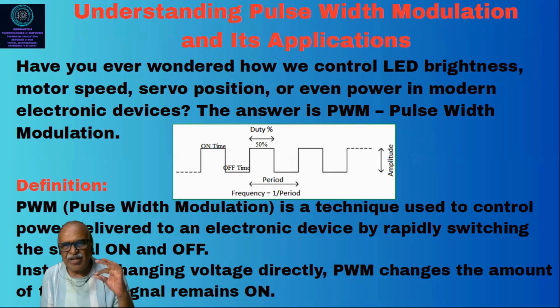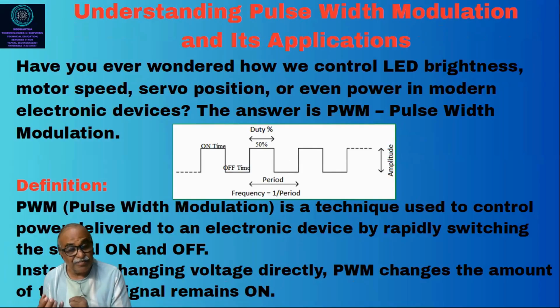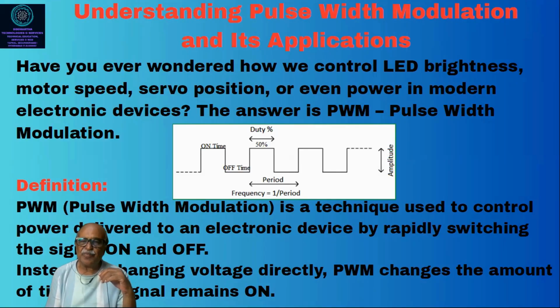Have you ever wondered how we control an LED, like the brightness of an LED bulb, or the speed of a motor, or the positioning and tilting of a servo motor, even power in modern electronic devices like SMPS and other devices that have power related things? The answer is PWM. LEDs, motors, power supplies, everywhere we use PWM. That is why it is important to understand pulse width modulation.